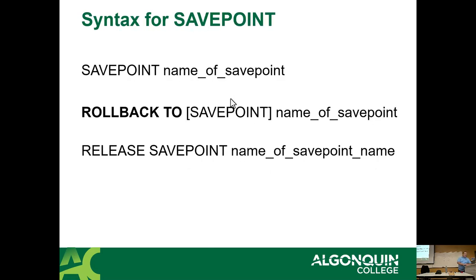So you create a save point by giving it a name. You can roll back to a specific save point. You can choose to release a save point. So you can say, hey, I did task one, task two, save point. Task three, task four, save point. At that point, I can say, hey, I don't need save point one anymore. So let's release save point one. So that it's like, how many of you play video games and use a quick save?